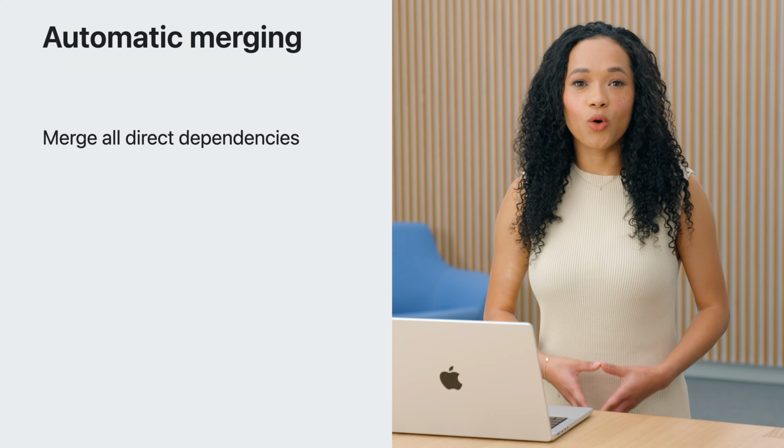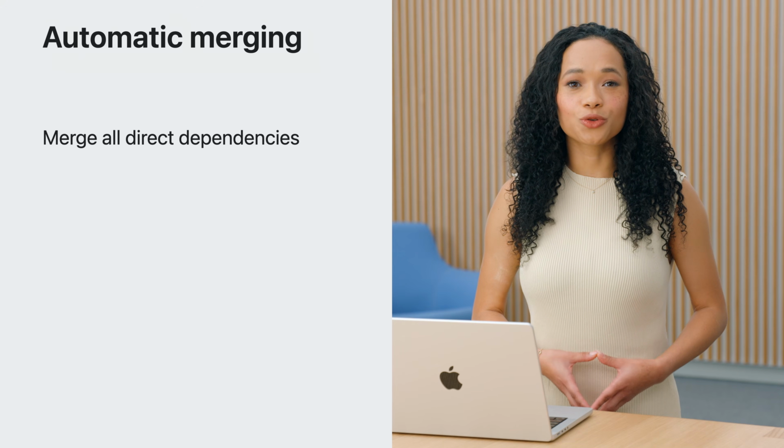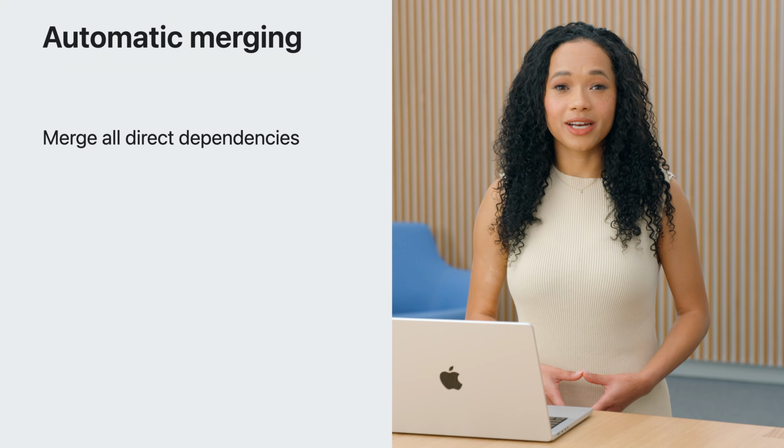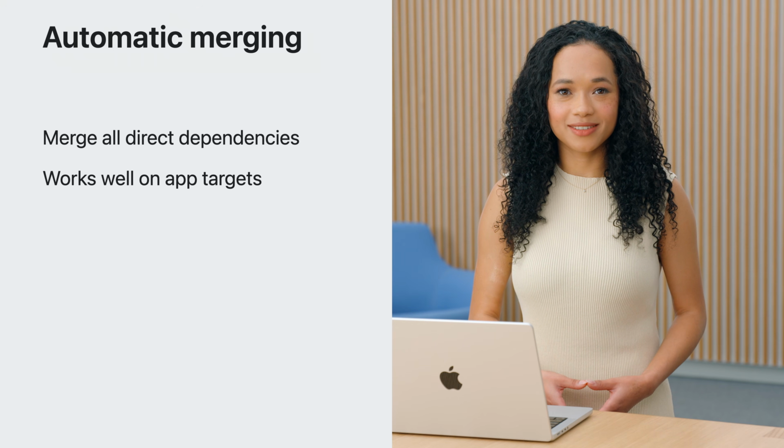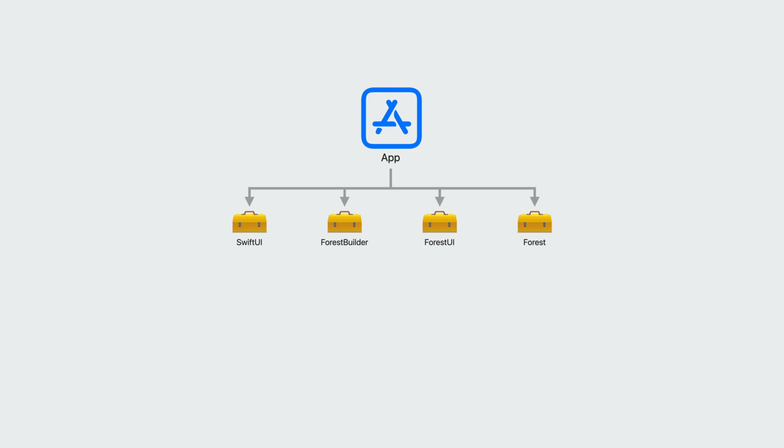Automatic merging informs the build system to merge all direct dependencies that are embedded framework targets. It is especially useful on app targets. I'll show you. I'm using the Swift and C++ Forest project as an example. There's an app target that links against 4 frameworks. There's SwiftUI, which comes from the Apple SDK. The other 3, Forest Builder, Forest UI, and Forest, are built in the project.